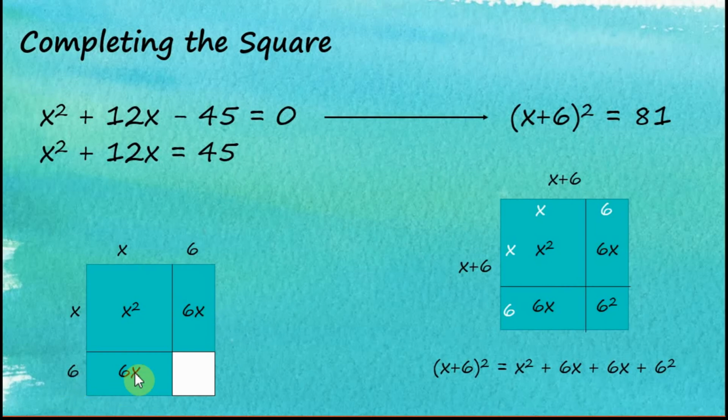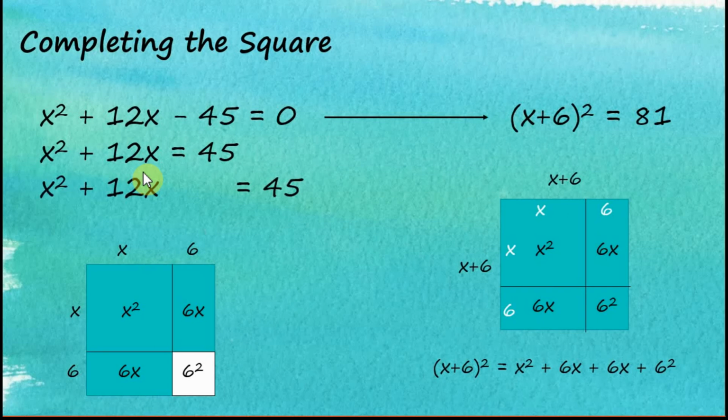Now we know that the length of this square is 6, and the width is also 6, and therefore the area of this component must be 6 squared, because 6 times 6 is equal to 6 squared. And now we know that the missing part is 6 squared. Therefore, to make this square complete, we need to add a 6 squared to these 2 terms. Let's try to do this.